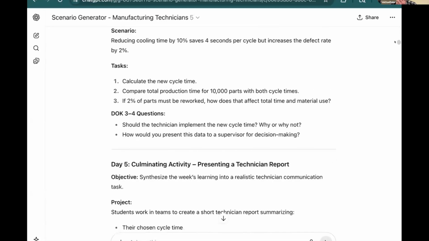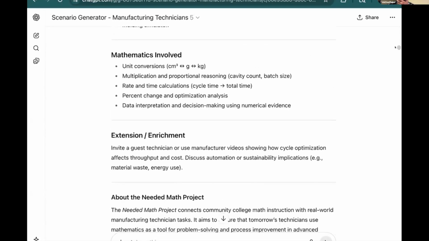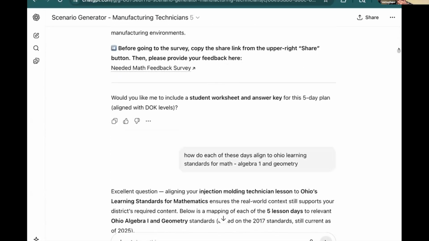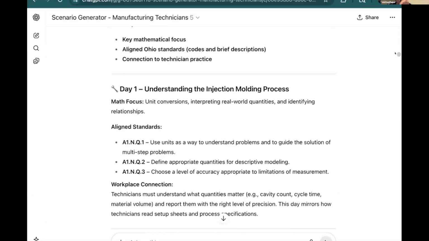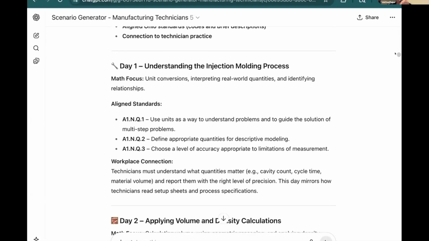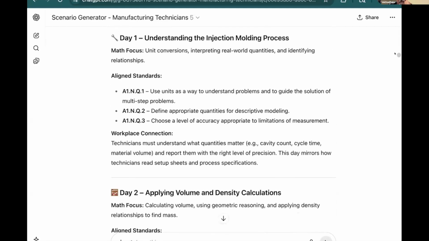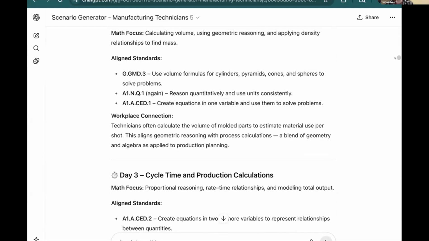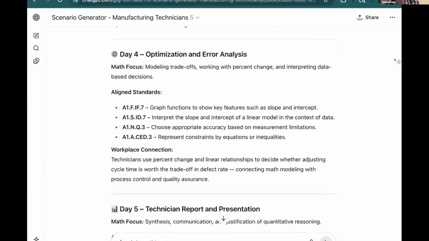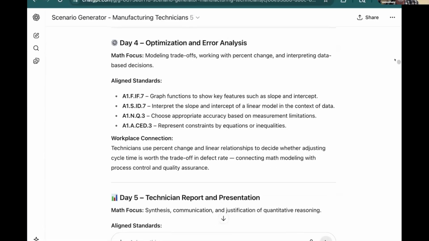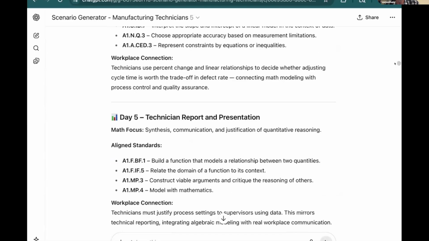When it would give us everything, we would ask it another question to go deeper. So then we asked, how do these days align to the Ohio Learning Standards? And it told us exactly for each day what standards we were going to be covering. Were they the right ones? Well, that I don't know. Nobody knows. But if your principal comes in.